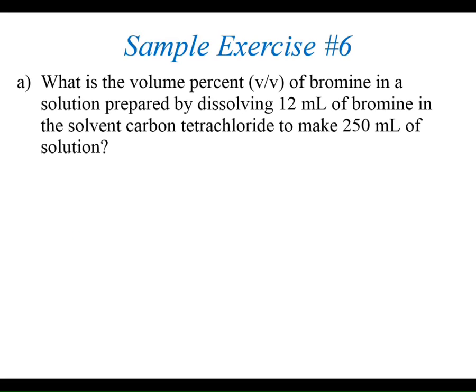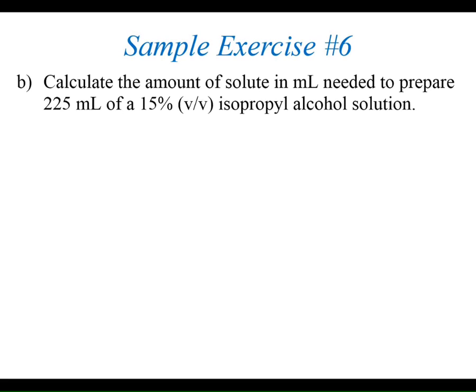Let's try this one. Calculate the amount of solute in milliliters needed if you want to make 225 milliliters of a 15% by volume isopropyl alcohol solution. So a little different. Now they're not giving you the solute. They want to know how much solute you have to dissolve to make a 15% solution. So we want to make 225 milliliters of solution, and we want it to be a 15% by volume solution.